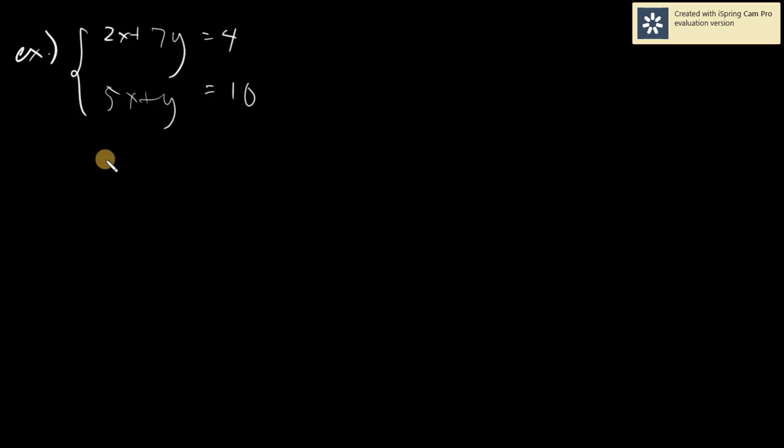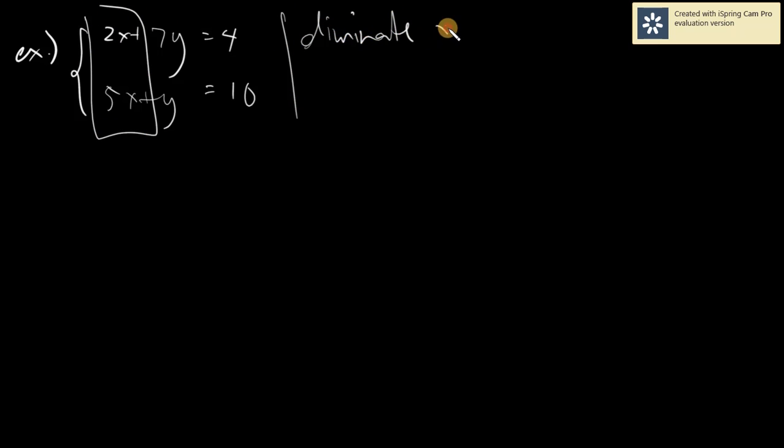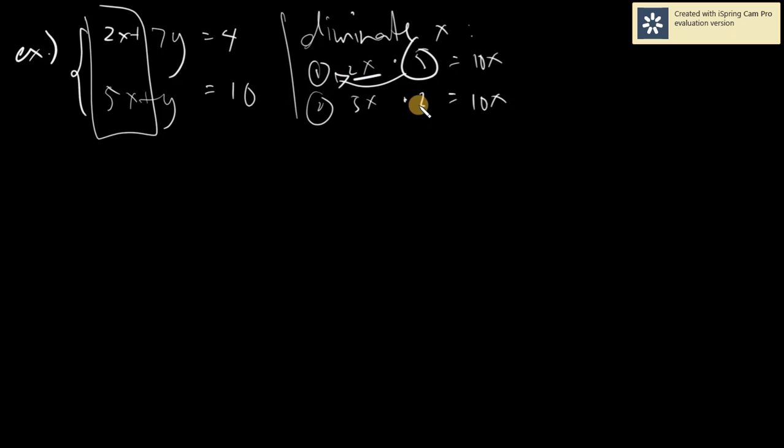Next, let's have example number 2. Example number 2 would be the same, but instead of getting y as the variable that will be eliminated, even though that's the easier one, we will take this one. You will be asked, eliminate x. This is 2x and this is 5x. What do I need to multiply to both of them so that they will be the same? You need to multiply them to the other one. We have 2 times 5, so you will have 10x. And 5 times 2 is equal to 10x as well. So the whole equation 1 will be multiplied by 5, and the whole equation 2 will be multiplied by 2.